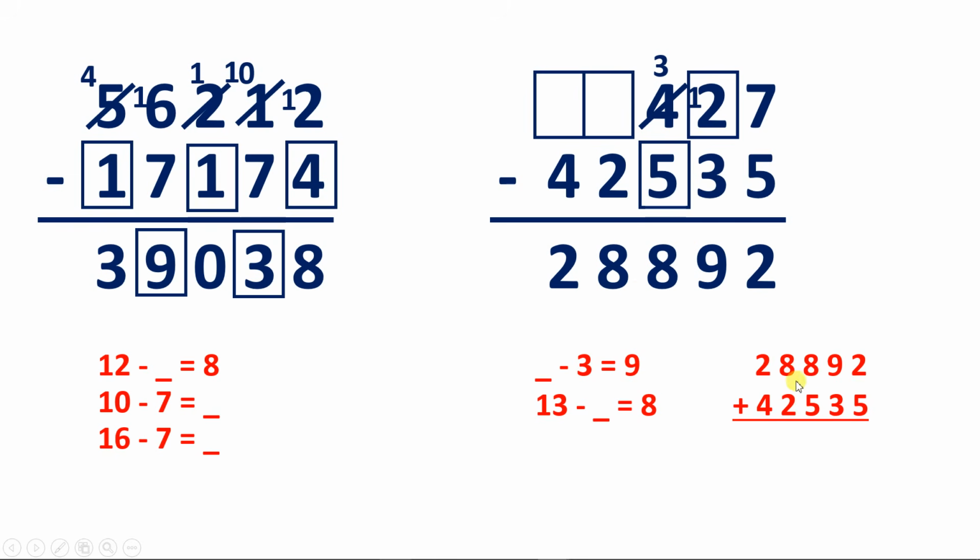So we do 28,892 plus 42,535. That gives us the number that we were subtracting from, which is 71,427. So then to check, we just do the subtraction and make sure it worked. And again, make sure to cross out anything written in the digits box that isn't the missing digit so that your answer is clear.